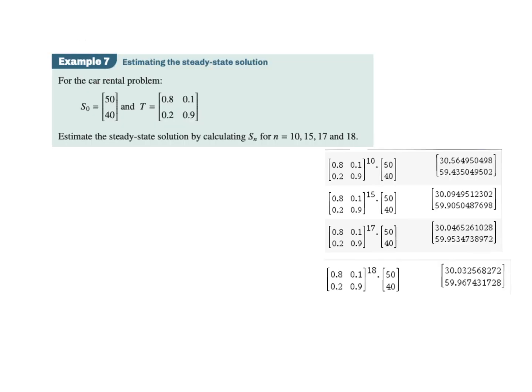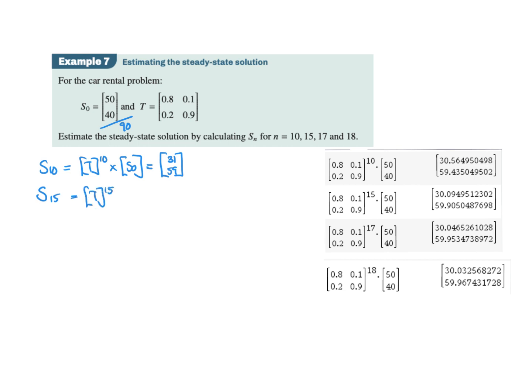All right, so let's have a go. This is the car rental problem again. Estimate the steady state by calculating the state for 10, 15, 17, and 18. So for S10, remember, we do the transition to the power of 10 times S0. I've done that here. Now, how many cars did we have in this problem in total? 90. So we better make sure it adds to 90. This first one I would round to 31 and the bottom one would be 59. Does that go to 90? Yeah, it does. Good.